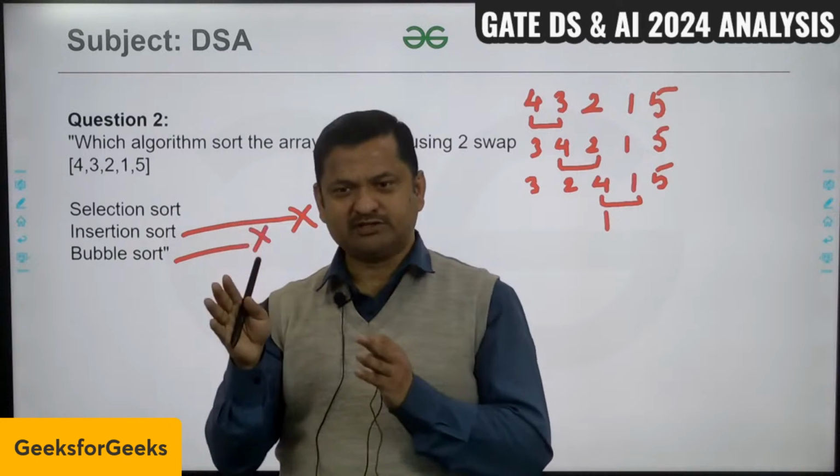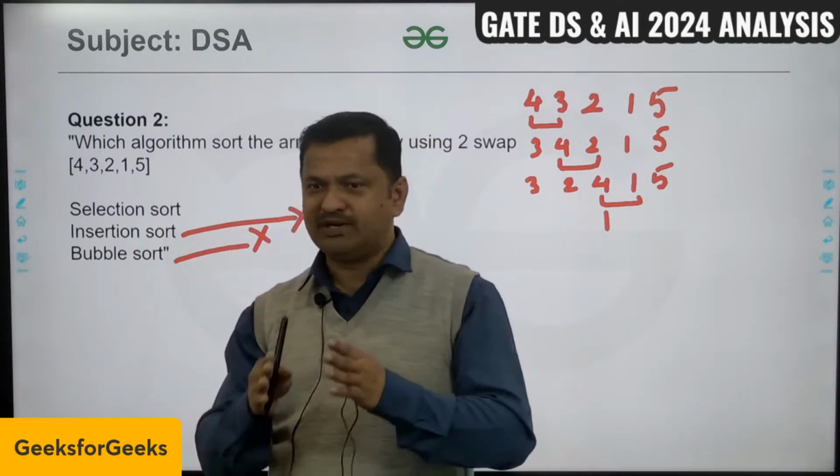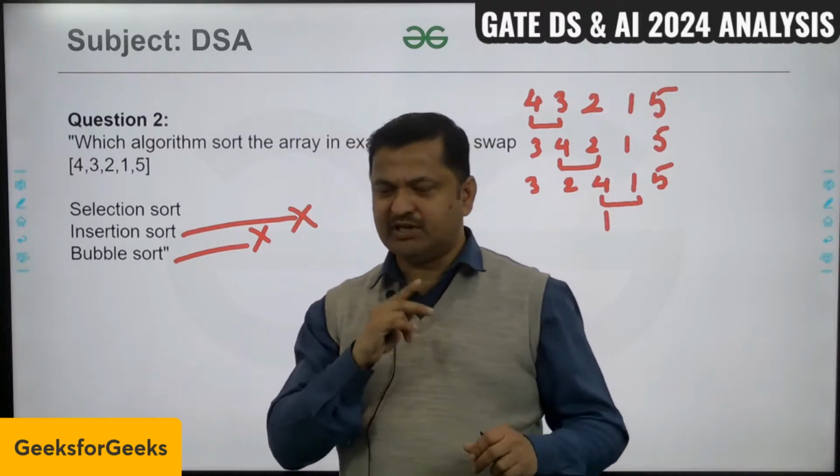All right. So first the minimum element is placed at the first position, then we have to find the second minimum and place it at the second position. So we'll swap accordingly. The positional swap will be there accordingly.